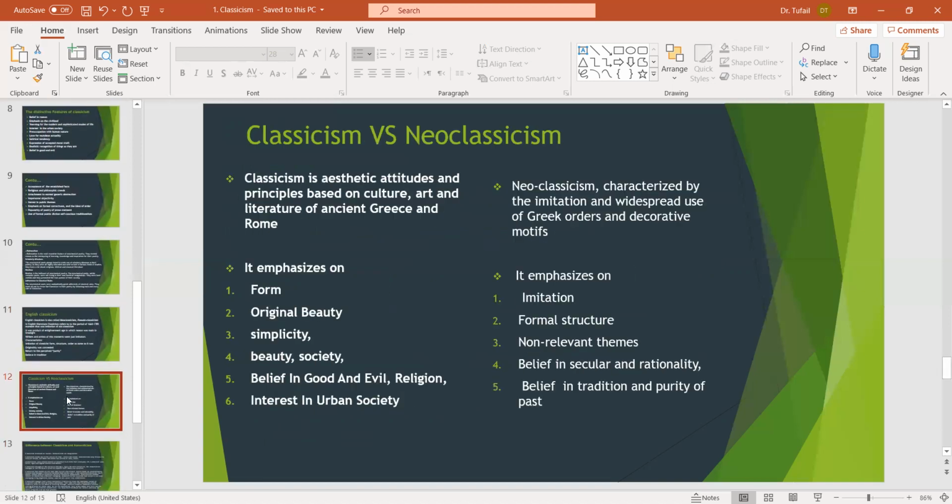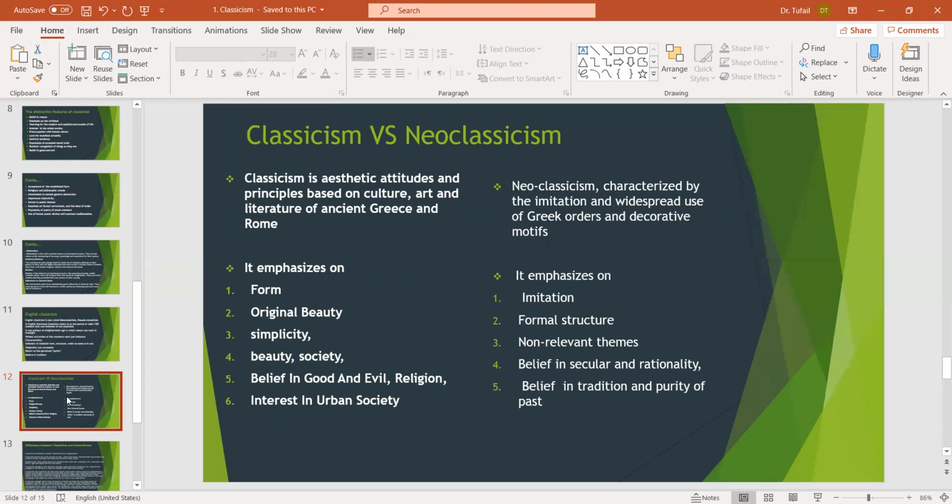Okay, so there is a difference between classicism and neoclassicism. Neoclassicism was the real classicism. It is based on form, regional beauty, simplicity, society, belief in good and evil, religion, and interest in urban society. These are the characteristics that real classicism bore and advocated.